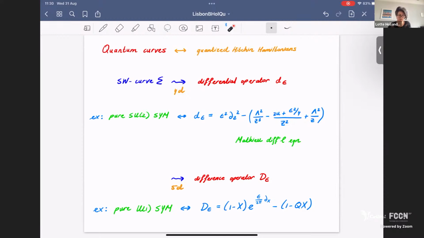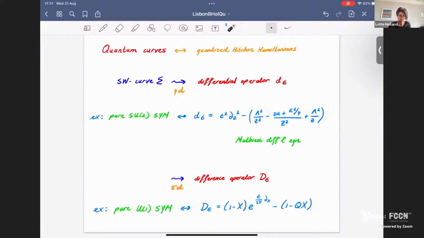One of the famous examples is the pure SU2 super Yang-Mills, where this differential operator has this particular form. It's a second order differential equation. It has parameters, of course epsilon. It has the scale lambda in it, and the Coulomb parameter, which parameterizes the Coulomb branch of this SU2 Yang-Mills theory. And this differential operator is very closely related to the Mathieu differential equation. There is a change of coordinates which brings you to the Mathieu differential equation.